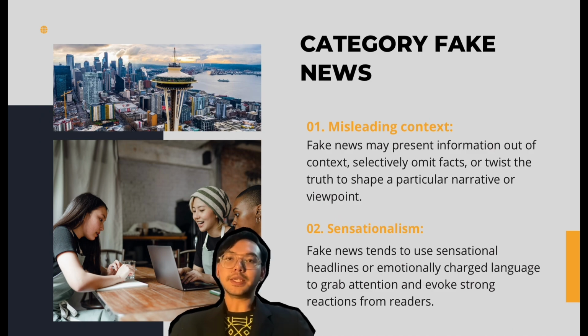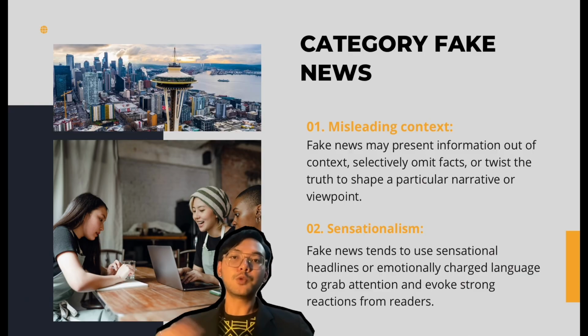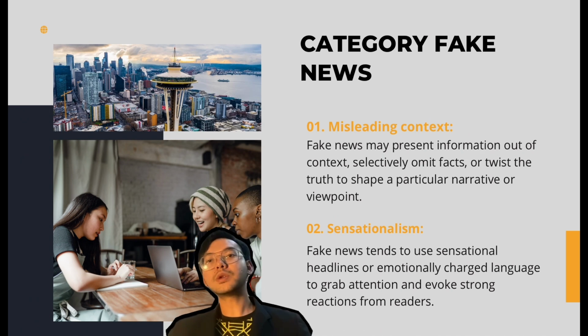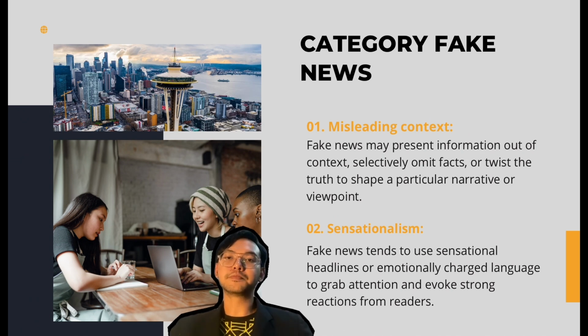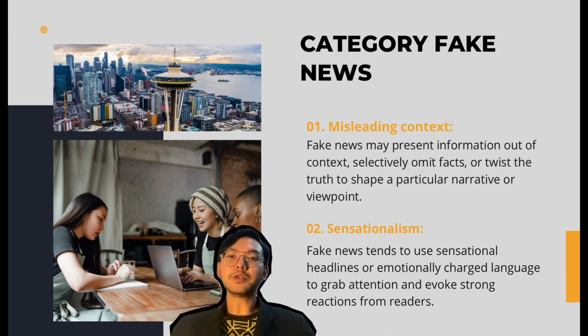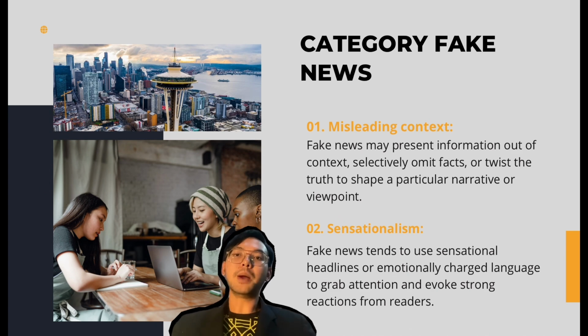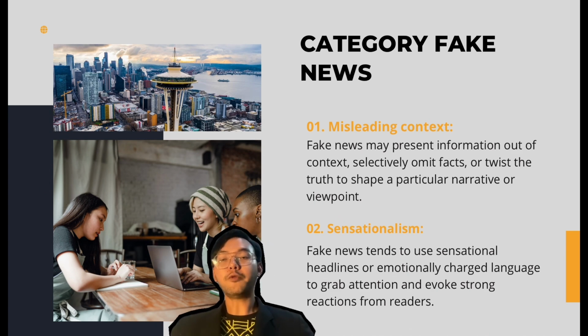The first one is misleading context. Fake news may present information out of context, twisting the truth to shape a particular narrative or viewpoint. These are the common tactics employed by fake news to advance a particular narrative or viewpoint. By manipulating the presentation of facts, fake news can create a distorted or misleading impression of an event or issue.